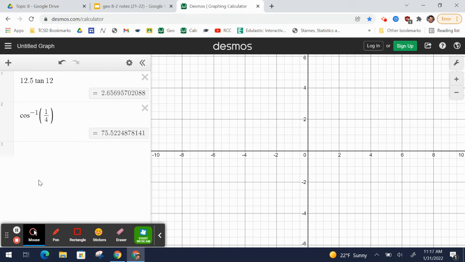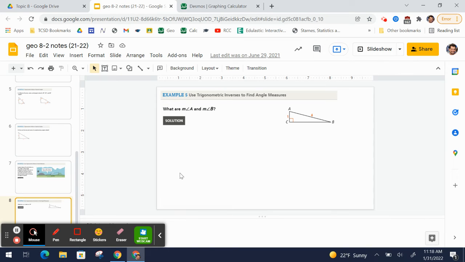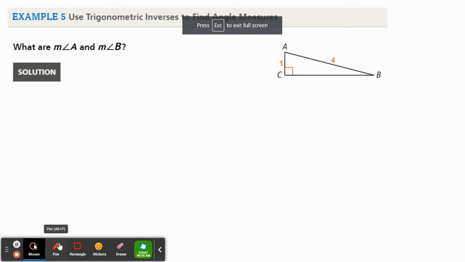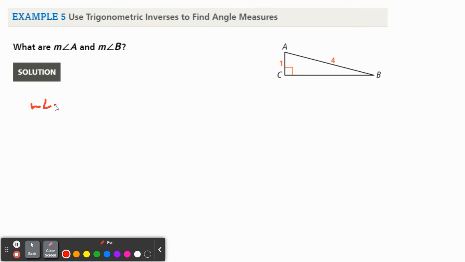Again, you could also use arc cosine, ARC cos, if you don't want to do the -1, and you get the same thing. Okay, so same idea. All right, so now, if we take a look at this, and again, I'm just going to write the answer down. So we now know that the measure of angle A is 75.5 degrees.